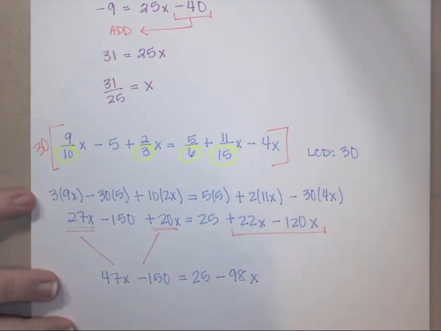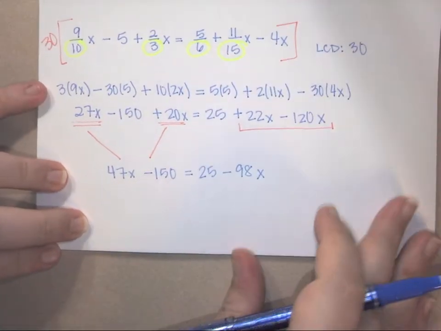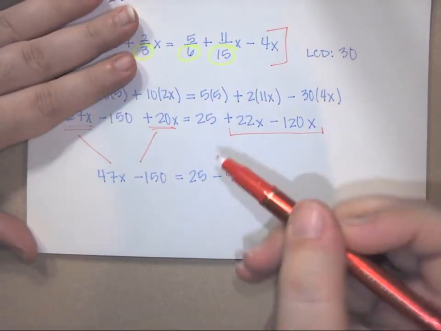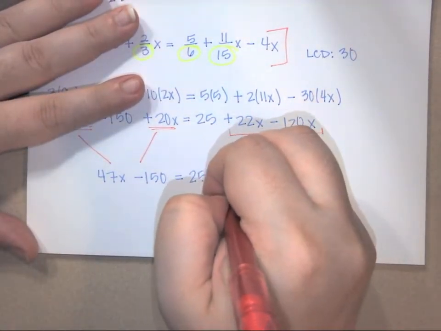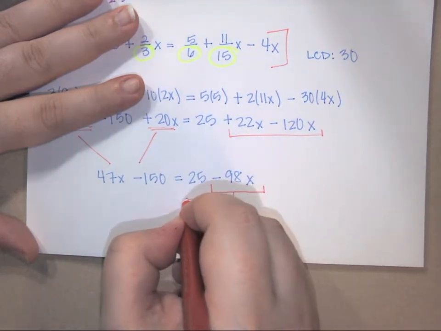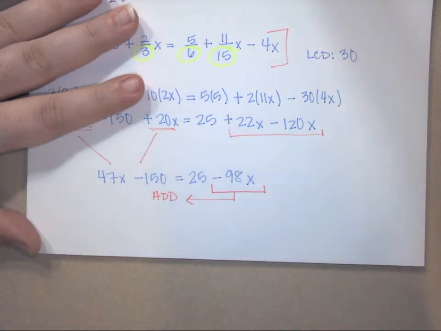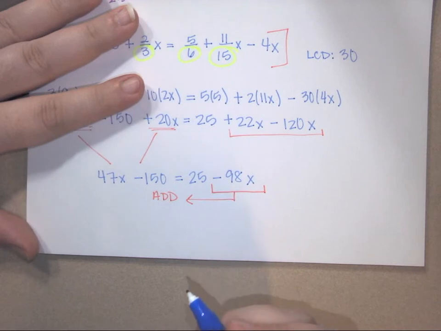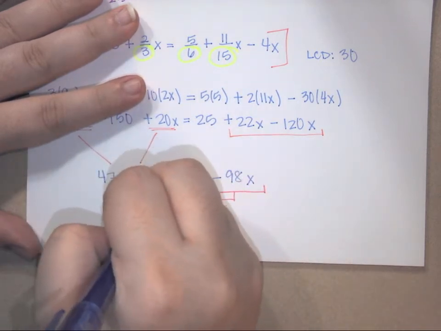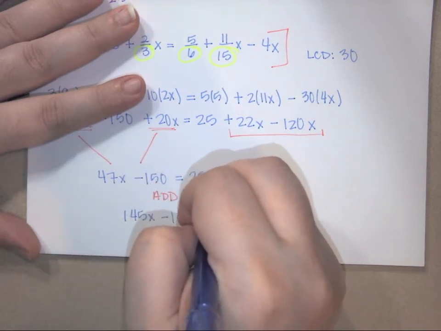Now again, I want to make sure that my variable stays as positive as possible, so I don't have to deal with any kind of negatives. So I'm going to go ahead and take this negative 98, since it's the bigger digit, but it's negative, and I'm going to shift it over my equal sign. So I'm going to add it to both sides. So here this is going to be 47 plus 98. It's going to give you 145x minus 150 equals 25.